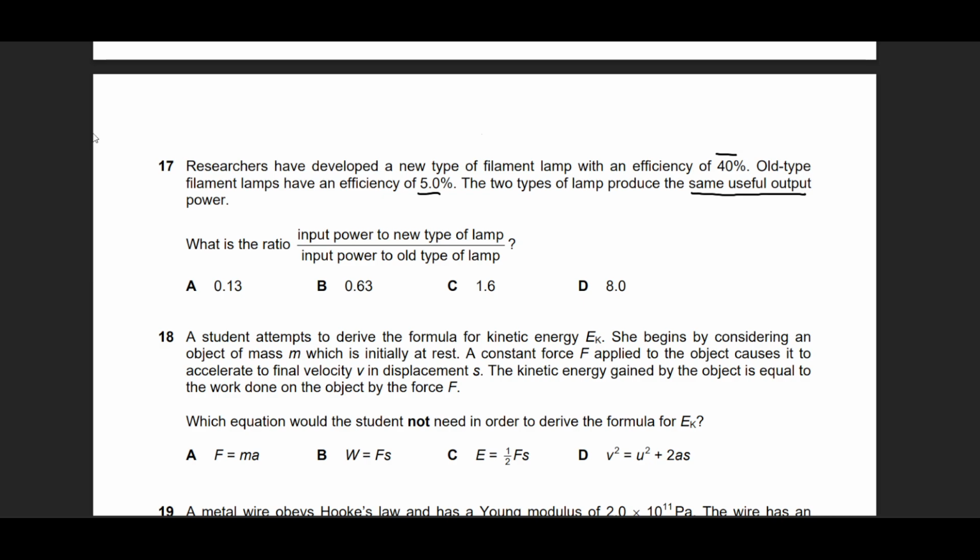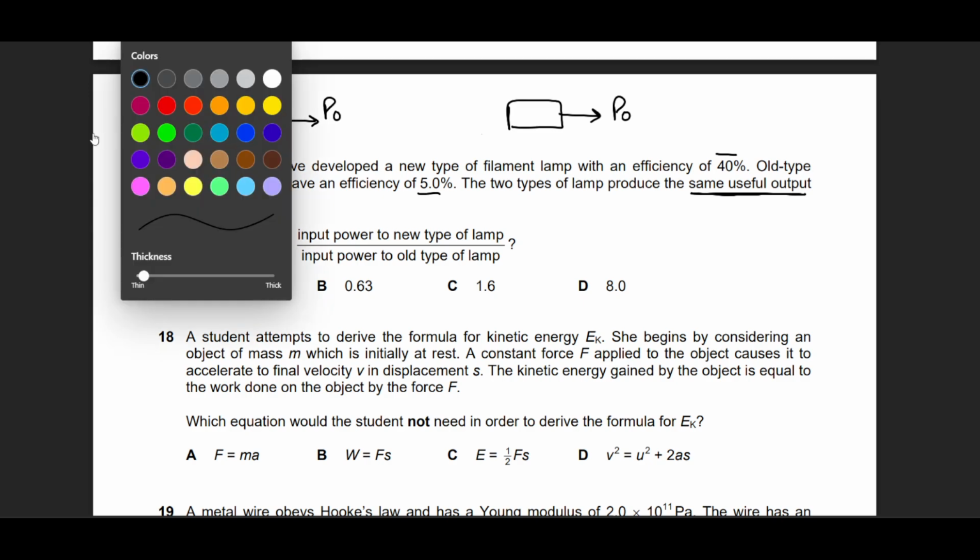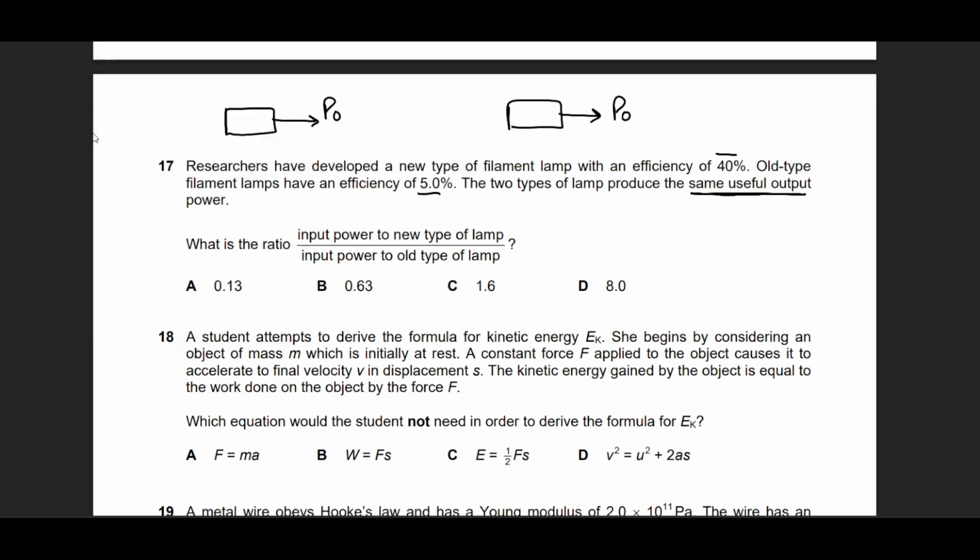You see, if I look at the new system, let's say, which has P0 as its output, and I look at the old system, which will still have the same output as P0 because they're saying same useful output, which means that if this is producing 200 joules, then this is also producing 200 joules. We don't care what they demand from the input. All we care about right now is this piece of information that they're both producing the same outputs. So this, let's say, is 5% efficient and this is 40% efficient.